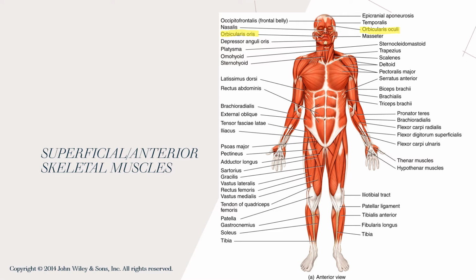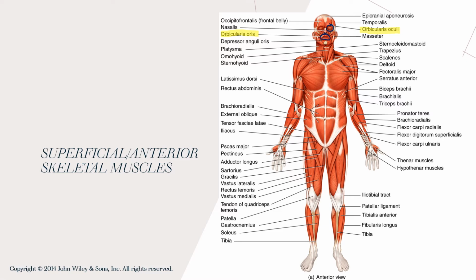You can see this muscle right here. So it encloses the mouth there. And this muscle closes and purses the lips. The orbicularis oris here, I didn't note that, but these ones here are around the eyes.